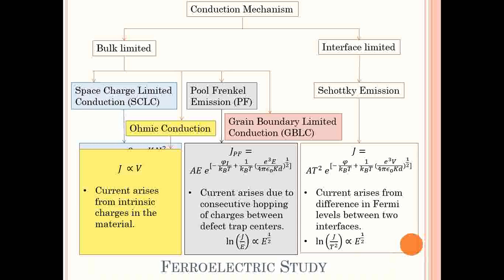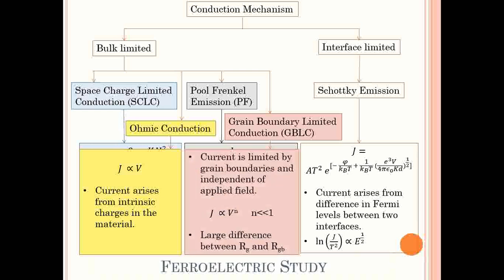Next is Poole-Frenkel emission, where the current arises due to consecutive hopping of charges between defect trap centers, and the logarithm of J by E is directly proportional to the square root of E. And the next one is grain boundary limited conduction, where the current or the flow of charges is limited or hindered by the grain boundaries and therefore becomes independent of applied field.